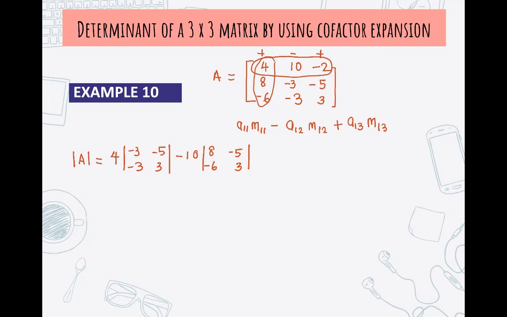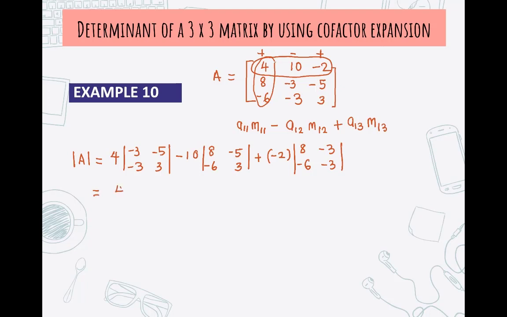Okay students. Okay, next we're going to go to A13. So the sign is going to be a positive sign. Element A13 is negative 2. And when we eliminate row 1, column 3, we will be left with 8, negative 3, negative 6, negative 3.